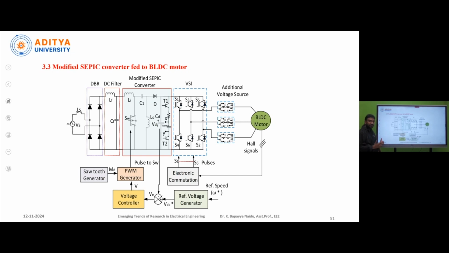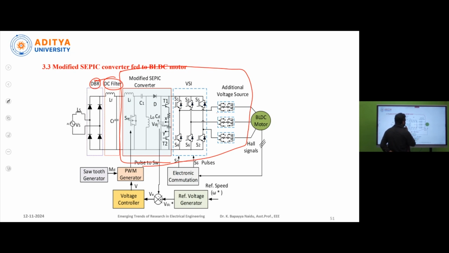Okay, now coming to this modified SEPIC converter. Here we have already discussed this: this is the bridge rectifier, this is the DC filter, and this is the modified SEPIC converter. These are the additional voltage sources. These additional voltage sources will be connected across these three windings. Phase A, phase B, phase C are connected to each leg of this voltage source inverter.